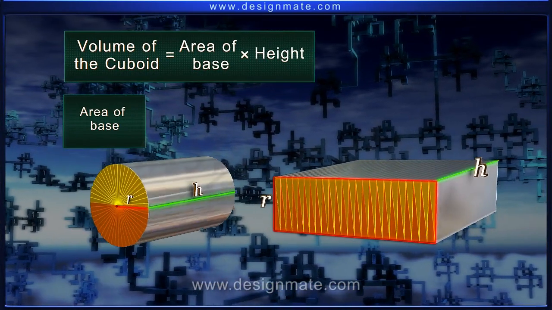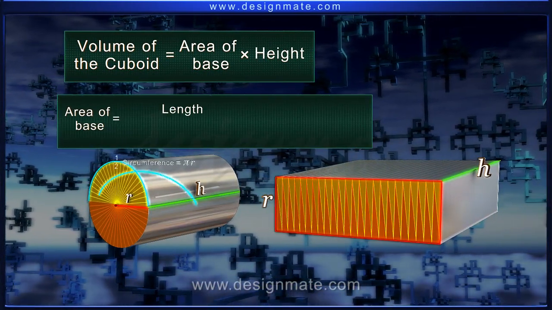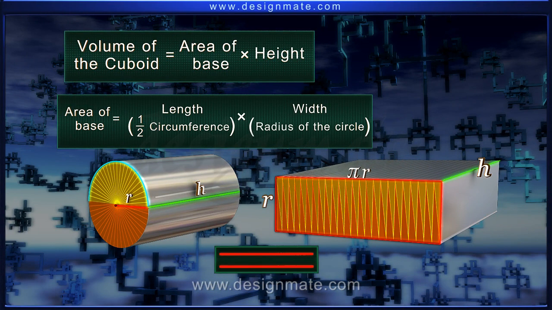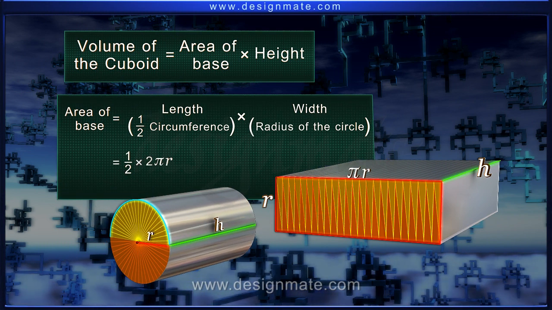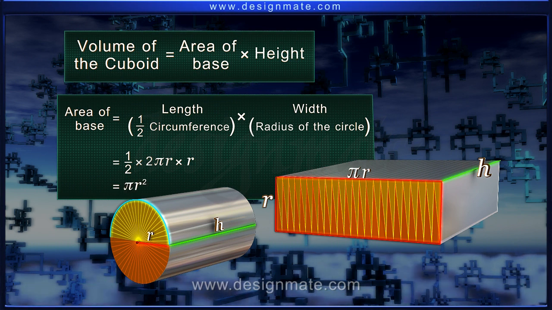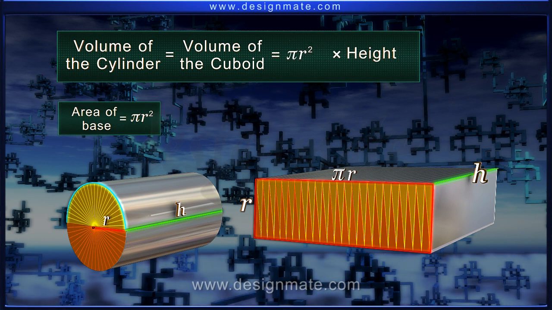The area of the base is equal to the area of the rectangle, whose length is equal to half the circumference, and width is equal to the radius of the circle, which is half times 2 pi r times r, which is equal to pi r squared. Thus, the volume of the cylinder is equal to pi r squared h.